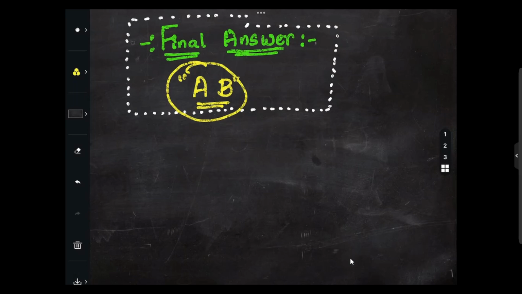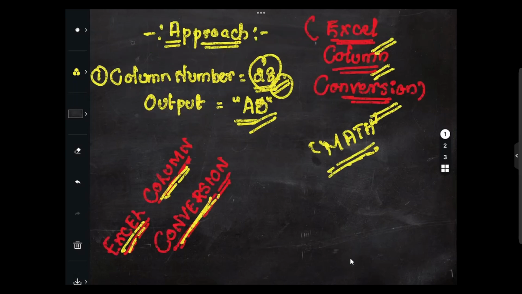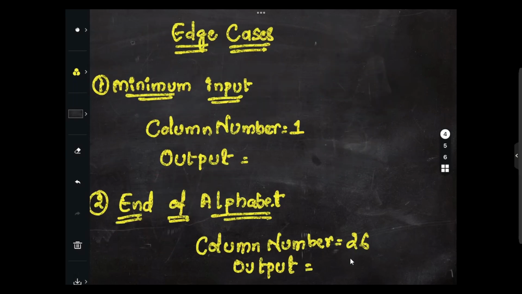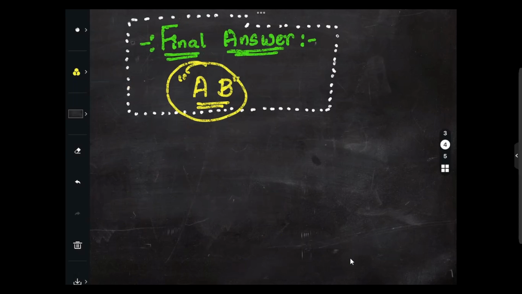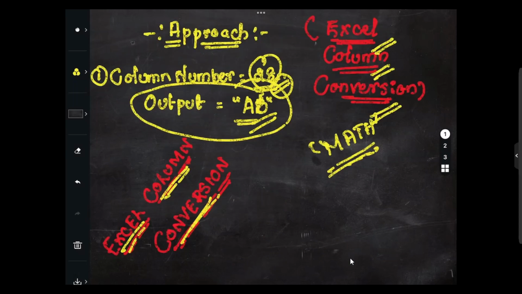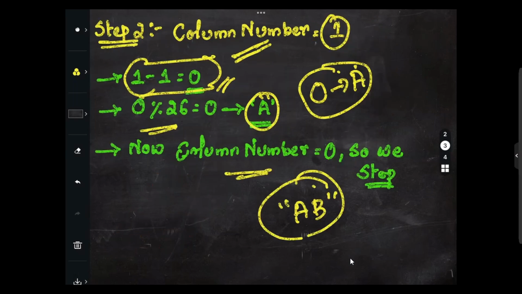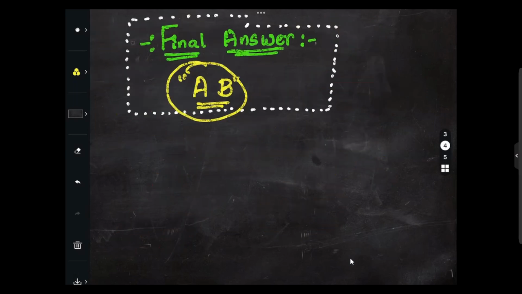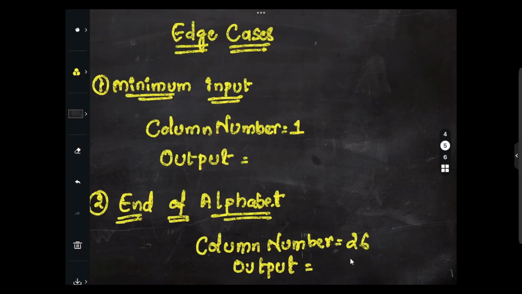So this matches the output that they have given for the second example in the question. So the output is ab here, and we got the same output while we followed the particular approach, nothing but here in this case we went with the Excel column conversion, right? So this is fine. So the approach works absolutely correct in this case. This is the approach that we will be following, right?